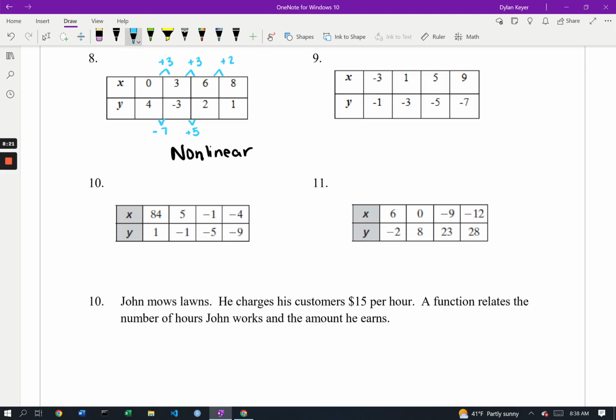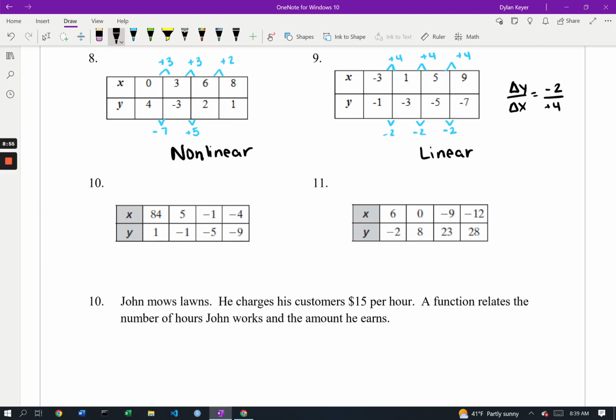In example number 9, negative 3 to 1, we went up by 4. 1 to 5, we went up by 4. And 5 to 9, we went up by 4. Negative 1 to negative 3, down 2. Negative 3 to negative 5, down 2. And negative 5 to negative 7 is also down 2. That right there, that change in y over the change in x, the change in y was always down 2, and the change in x was up 4, so that is consistent. This is a linear function.